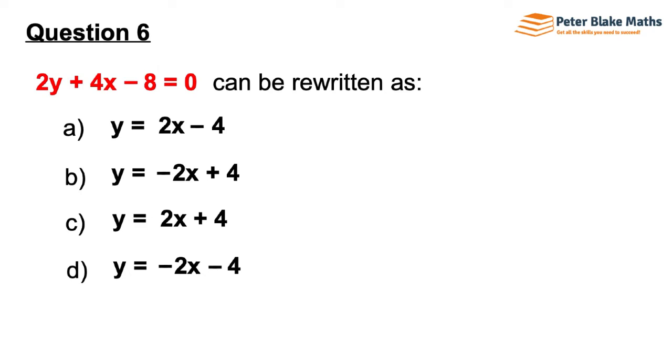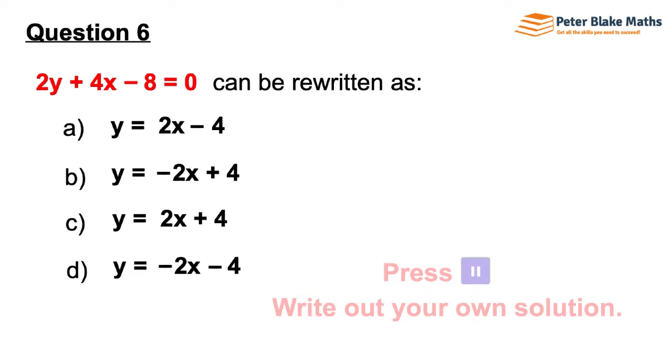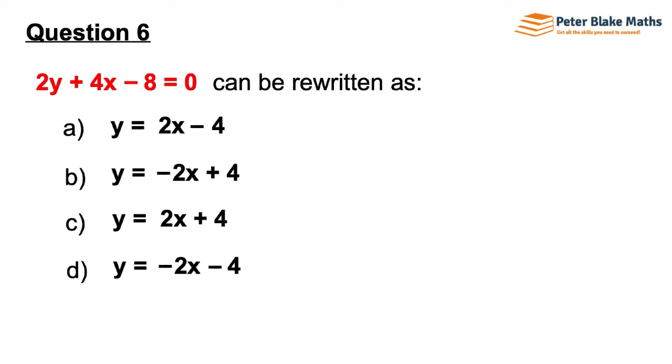Question 6. 2y plus 4x minus 8 equals 0 can be rewritten as y equals 2x minus 4, or y equals minus 2x plus 4, y equals 2x plus 4, or y equals minus 2x minus 4. So let's rearrange this. We want to get y on its own basically. So let's move numbers and terms away from the y so we get y on its own eventually.